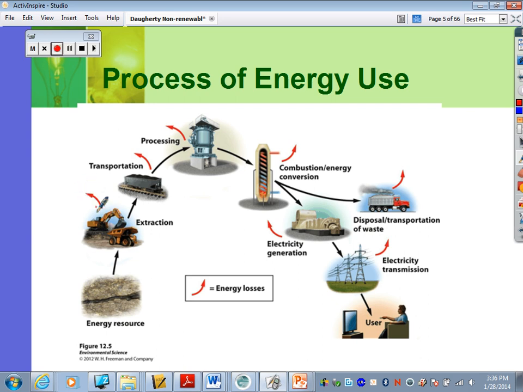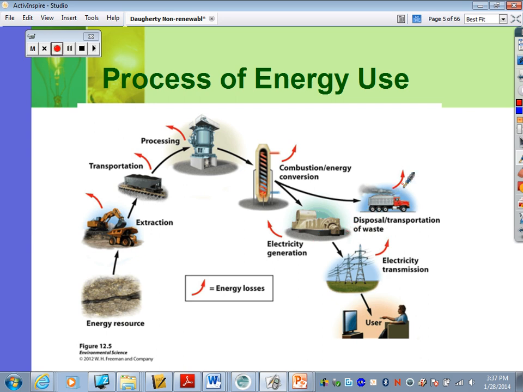So you're always losing that waste heat energy to the environment. Then you have to transport it. Again, you're losing energy. Then you have to process it, again losing energy. Then you have to go through the combustion process, in which you lose energy. Then we have to generate the electricity using the generator, losing energy there.